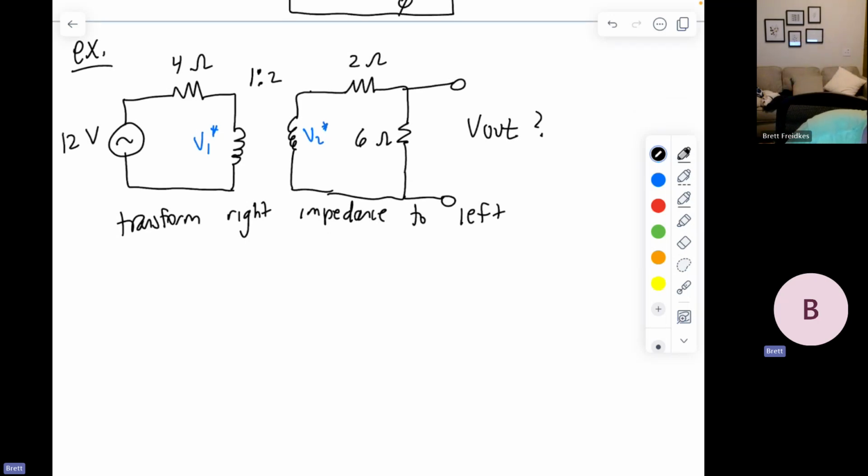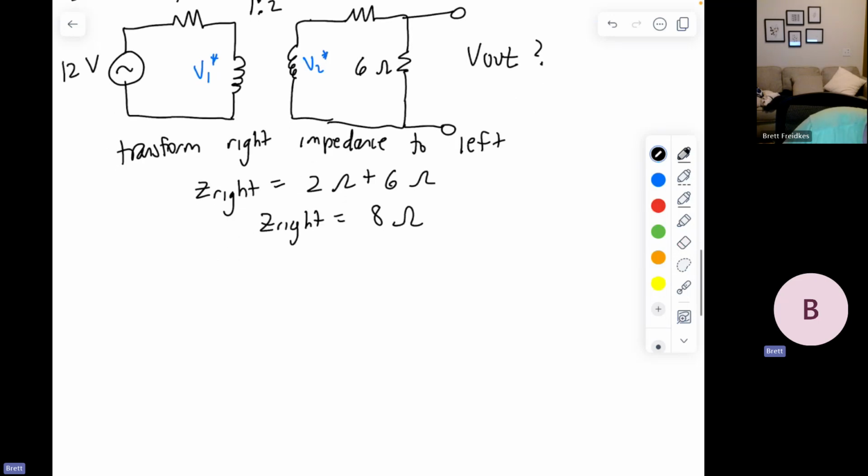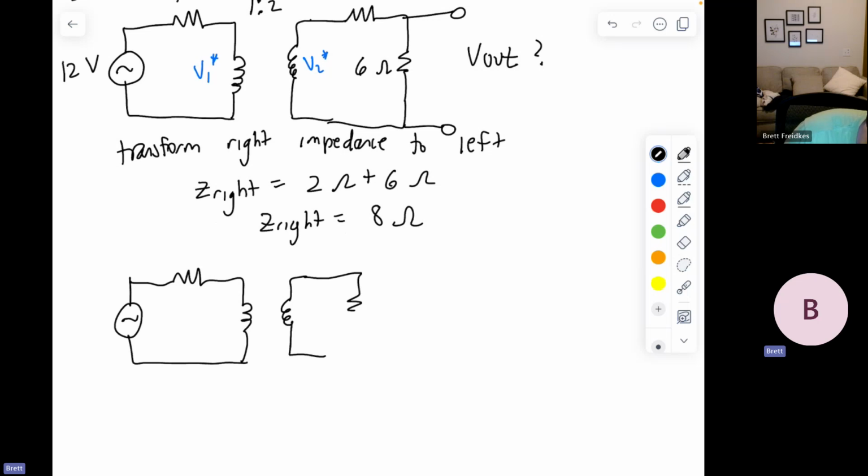So the impedance on the right, which I want to transform over, is the series combination of 2 ohms and 6 ohms. That will end up being just the addition of the impedances. So Z right is 8 ohms. And again, if I were to redraw that, it's now 8 ohms, and everything else is the same.